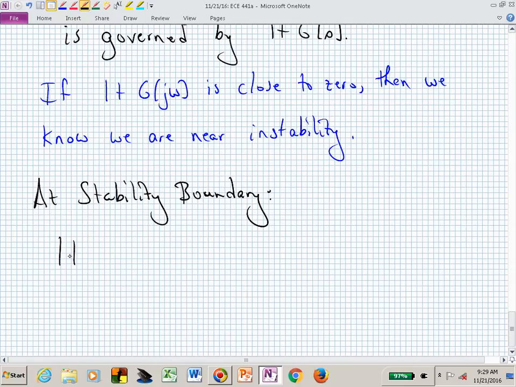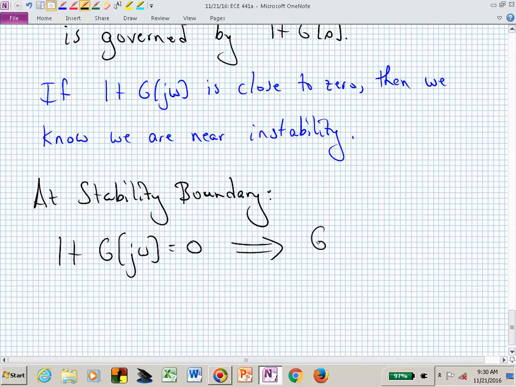Let's look now at the stability boundary. At the stability boundary, we have 1 plus g of j omega equaling 0, and now you know how we have done that for the root locus. In the root locus, we were looking at the entire S-plane. Were we not? We were looking at all values of S. Now for the frequency response, we're interested in how this system behaves to sinusoidal inputs. We're focusing on just the imaginary axis, and that's why we replace S with j omega. And we want to know, are there frequencies where this expression might be true? Or when is 1 plus g of j omega close to 0?